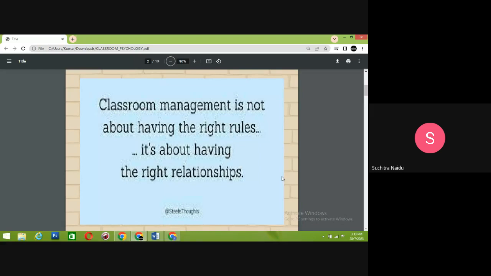Classroom management is not about having the right rules. It's about having the right relationship. So here we are not robots. Still, AI has not entered the classroom. So we are still teaching with our students.